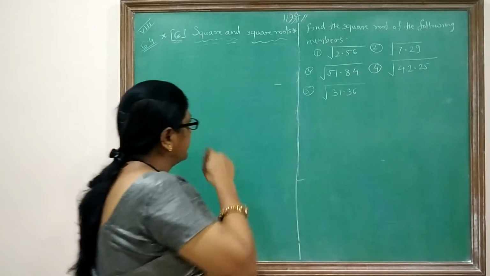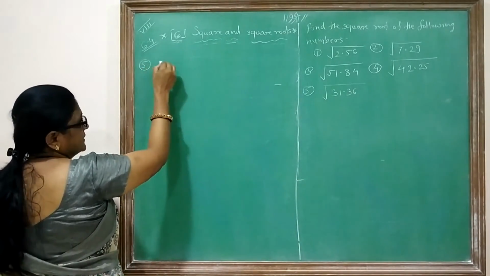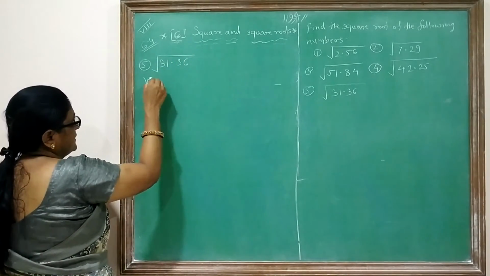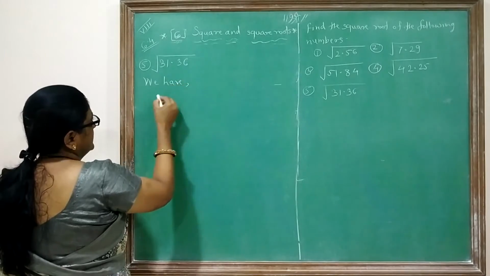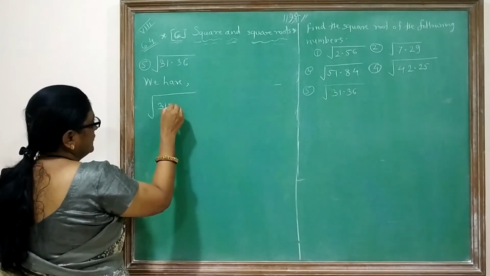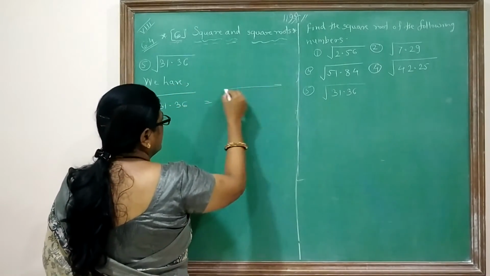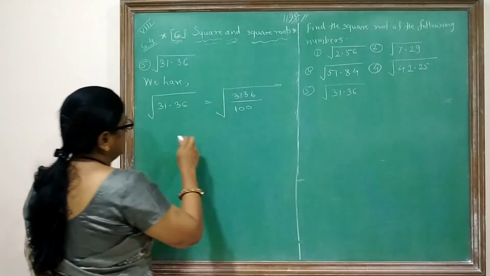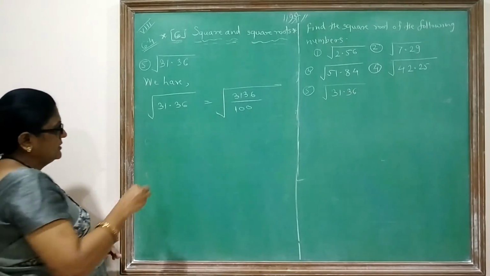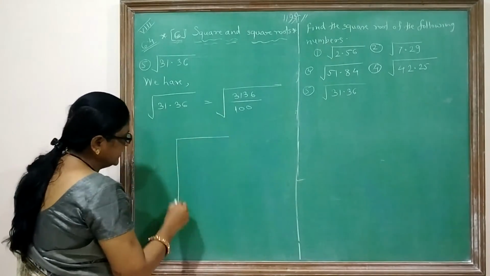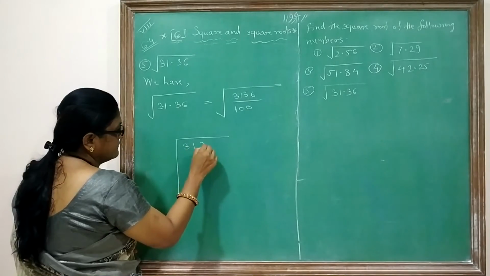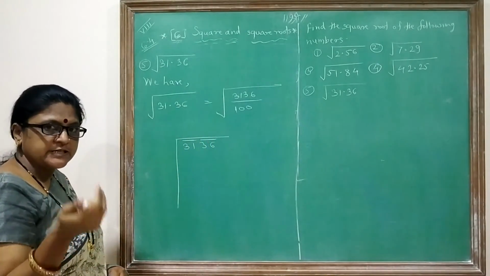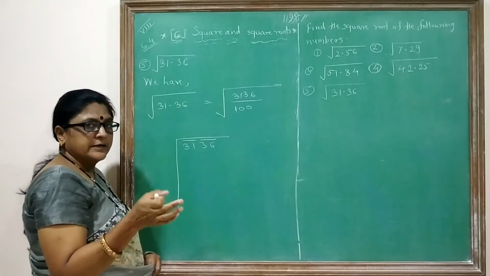Your last example is square root of 31.36. Then we have square root of 31.36 equal to square root of 3136 divided by 100. Then make a division method, that is 3136. Make a pair. Then 5 5s are 25, 6 6s are 36, but 36 is greater than 31.